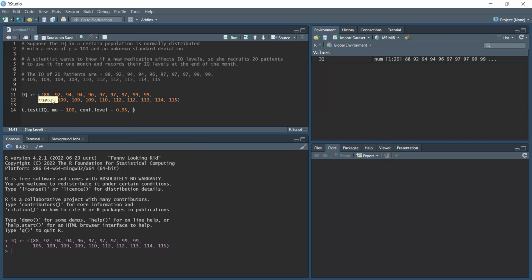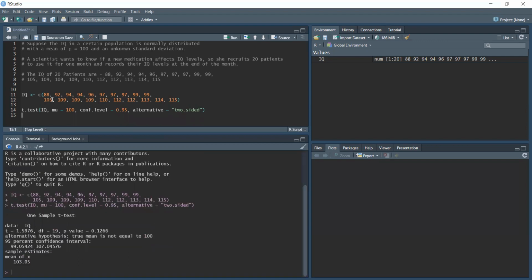For this example, since the scientist wants to know if a new medication affects the IQ levels, we are testing a two-sided hypothesis. So the alternative hypothesis over here should be two-sided. In z.test or t.test, the default hypothesis that we test is a two-sided test. However, if you want, you can also rewrite that. So you can write alternative equals "two.sided". Remember, if you write less, greater, or two.sided, it should always be entered within quotation marks.